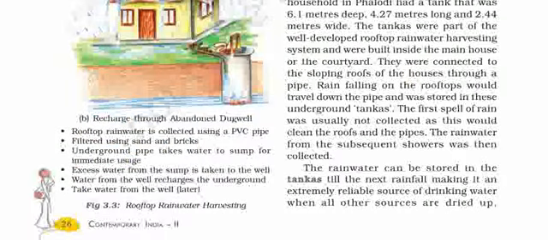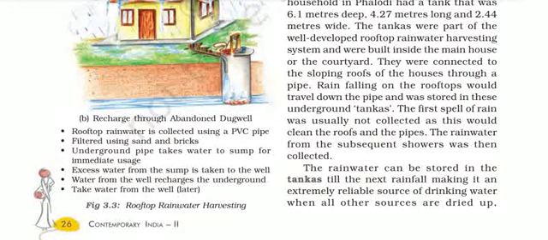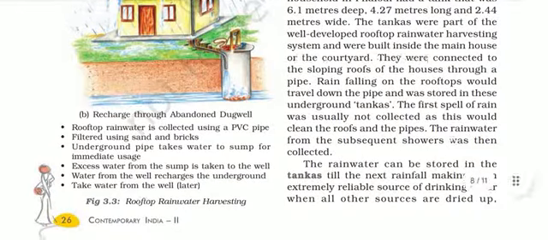Rooftop rainwater is collected using a PVC pipe, filtered using sand and bricks. An underground pipe takes it to a sump for immediate usage. Excess water from the sump is taken to the well. Water from the well recharges the underground. Take water from the well later.